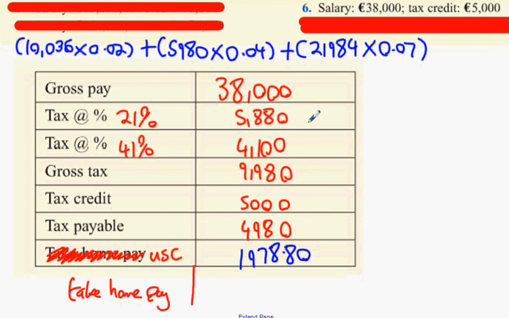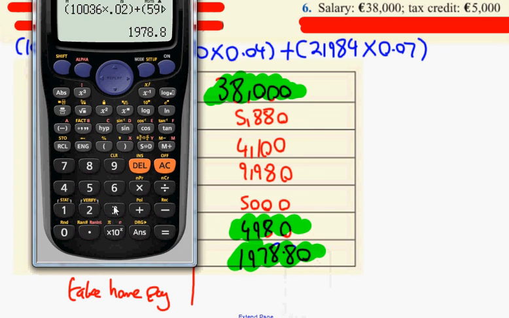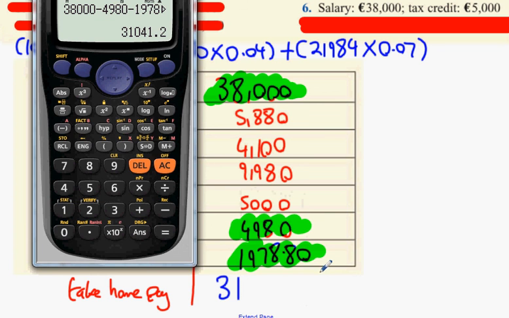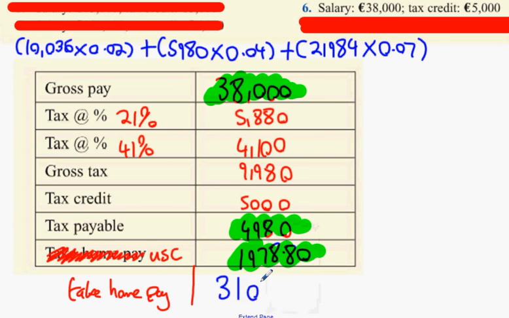So here's what we need to do. In the previous questions, we got our gross salary, then we took away our tax payable, but we're also going to take away our USC as well, because it's all charges. So 38,000, and this is how much these guys get off us. 4980 minus 1978.80. Lo and behold, it's 31,041.20. So that's not actually that bad.